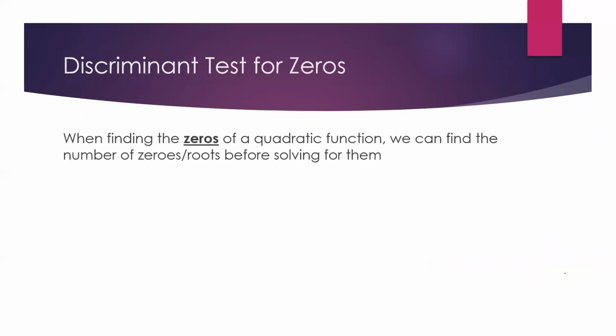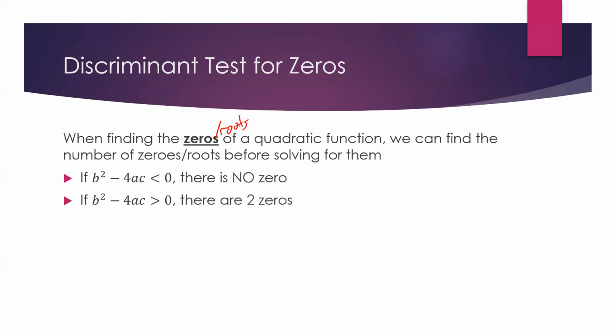So what's the discriminant test for zeros? We looked at discriminant tests for solutions. Now we're looking at the zeros, or the roots, of the quadratic function. In the last example we were just looking at whether you can solve an equation or not. What about roots? We can also find the number of roots or zeros before actually solving. It's the same idea. If b squared minus 4ac, the discriminant, is less than 0, then there are no zeros. If it's greater than 0, there are two zeros. And if it is equal to 0, there's only one zero, or one x-intercept, right?